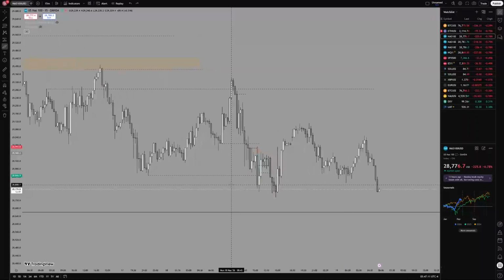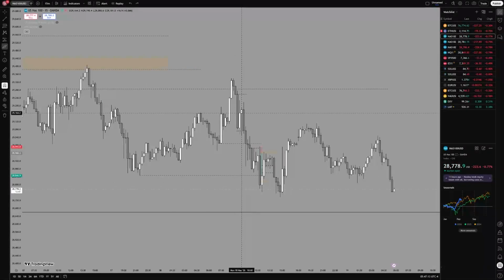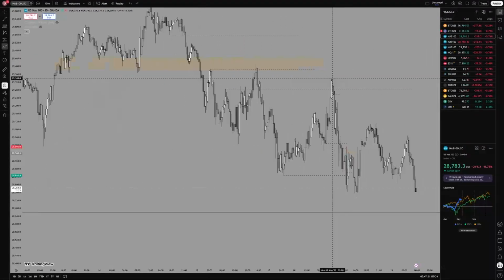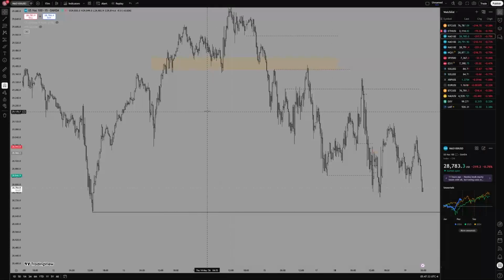Now, shift in the state of delivery, targeting this low right here. Internal range liquidity, external range liquidity. You might be asking also, there isn't a fair value gap that we haven't tapped up right here. We've already tapped into that fair value gap multiple times, and you would be correct.